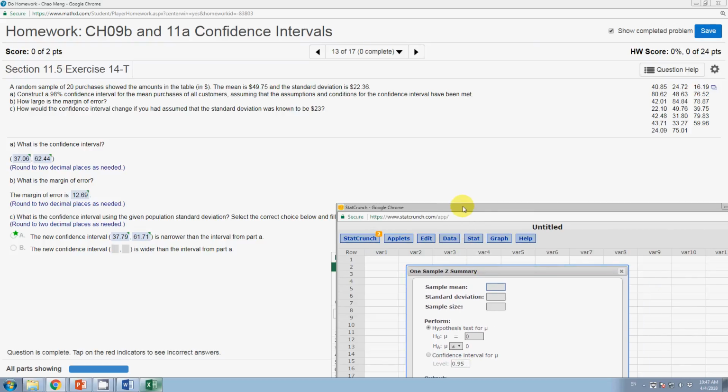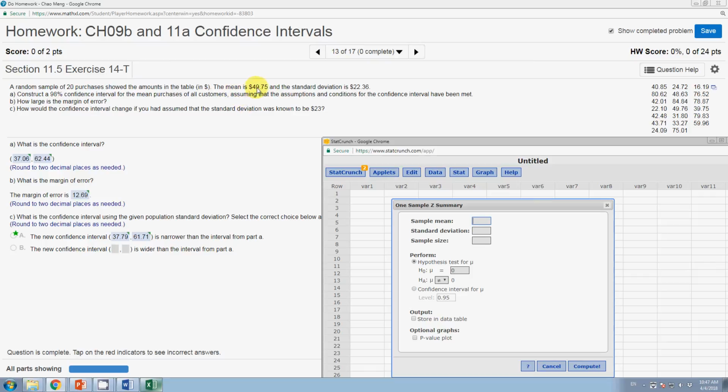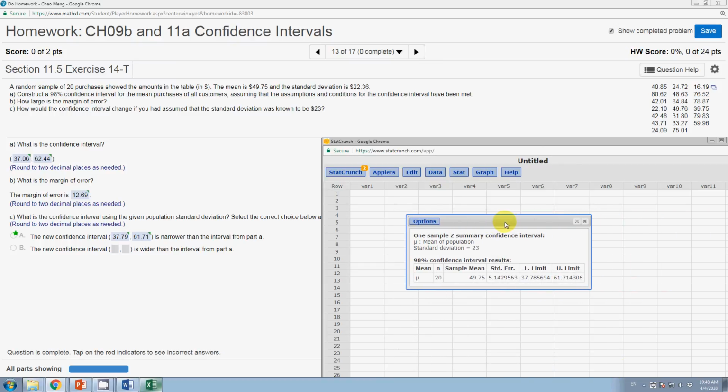The sample mean, we still use the sample mean, which is 49.75. This standard deviation is not the sample standard deviation anymore. It is the population standard deviation, which is given as 23, and the sample size is still 20. So let's construct the confidence interval. The confidence level is 98%, so 0.98. Let's click compute. So we will have the lower limit and the upper limit.